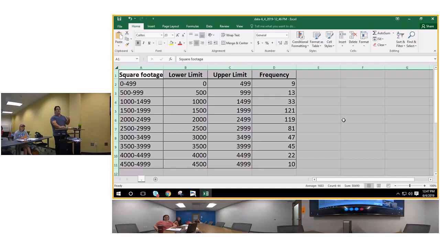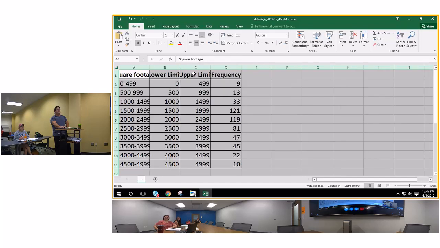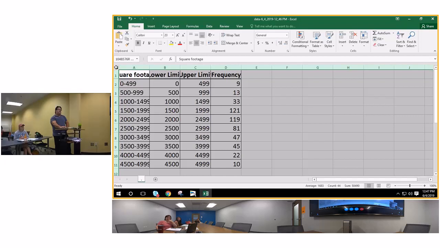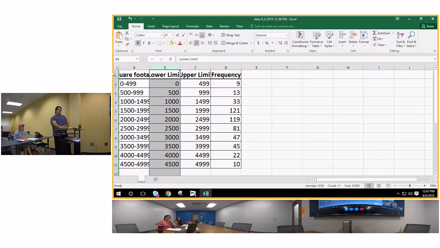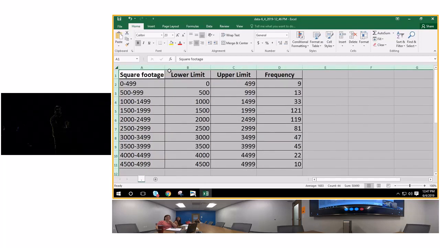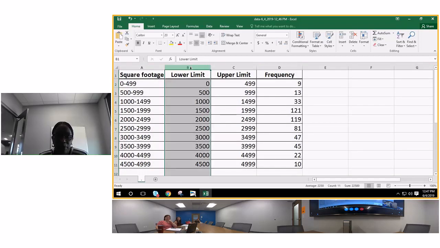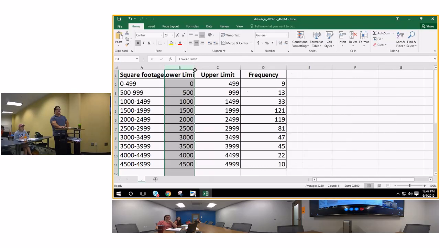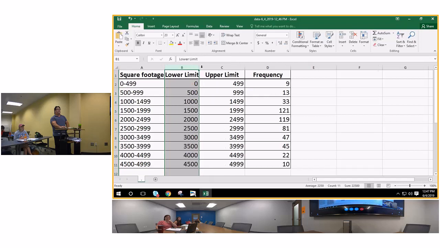Does anybody know why they did this when they put it in the Excel spreadsheet? Anybody want to take a guess? As it goes to a certain number? No. That's a good guess, though. It's a guess. Okay. Why did they do that? Some of the Excel people might want to know. Why did they break it up into the lower limit and the upper limit? Why didn't they just leave it like this over here?